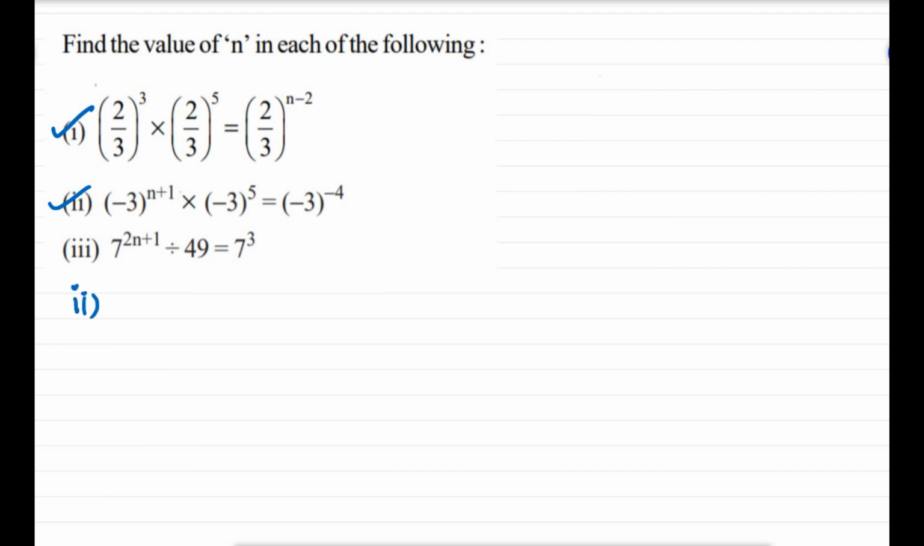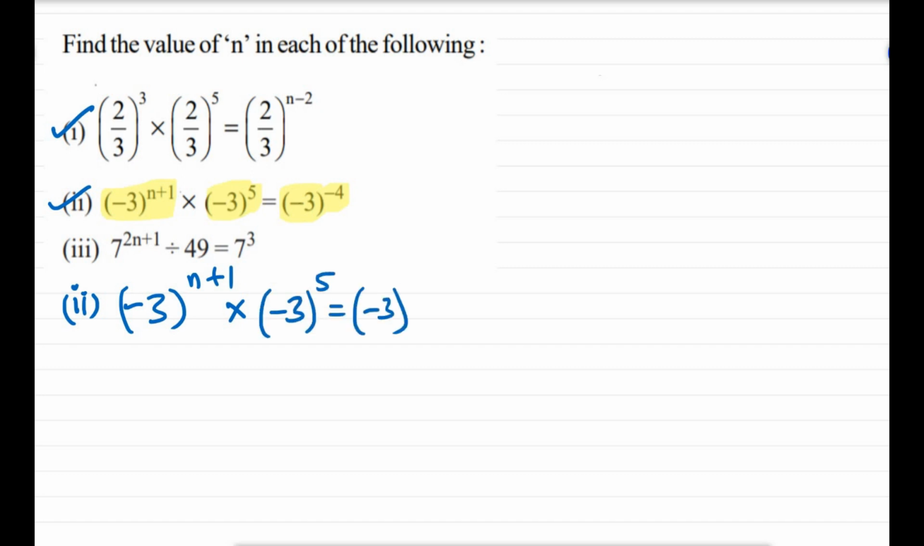Number 2. The second problem he gave is (−3)^(n+1) times (−3)^5 is equal to (−3)^4 minus 4. So here, (−3)^(n+1) into (−3)^5 is equal to (−3)^(−4). Same logic as previously, both bases are equal, so powers can be added.